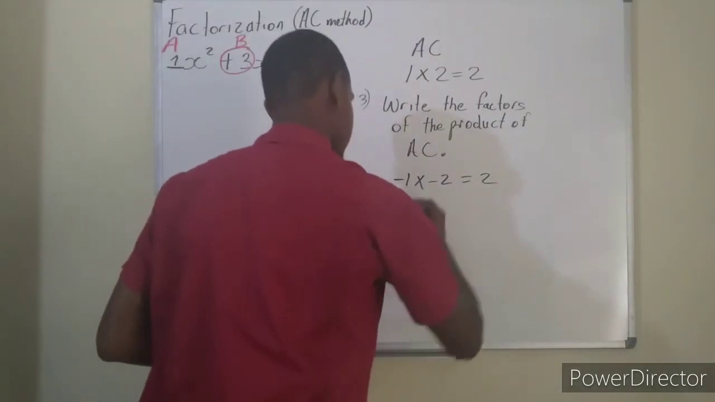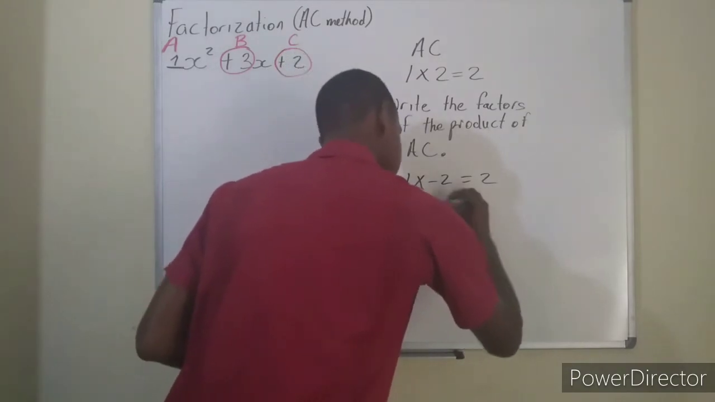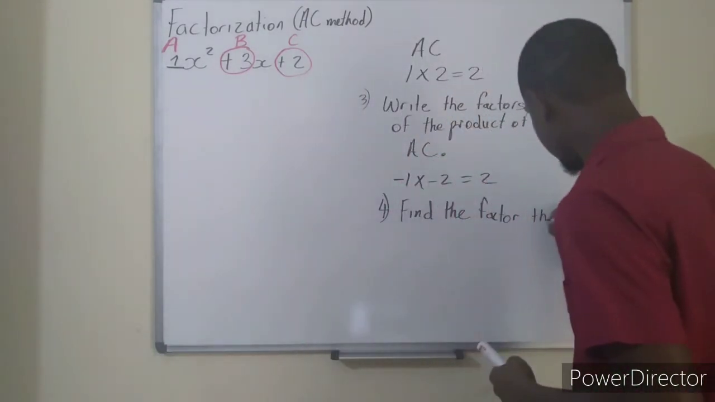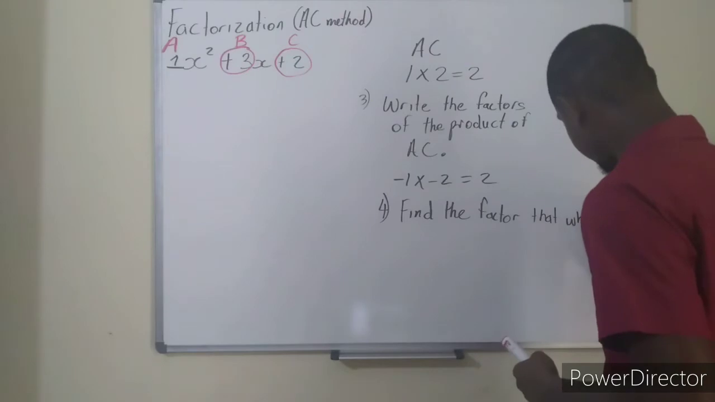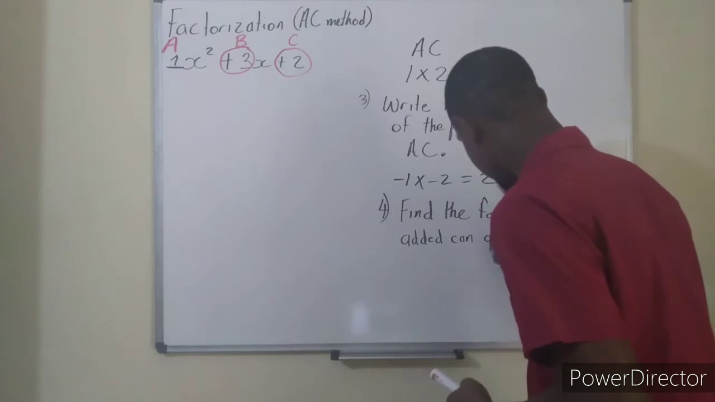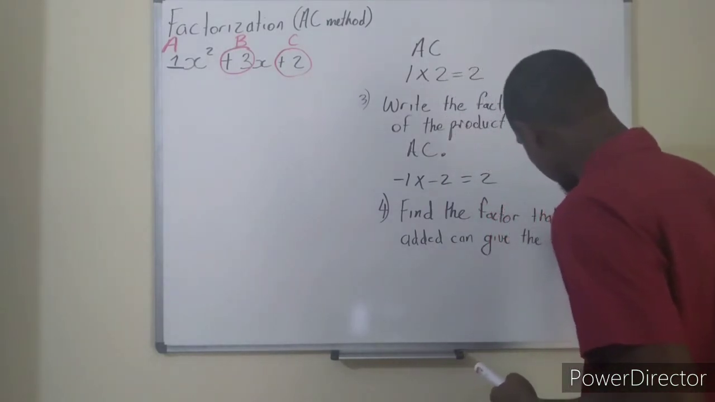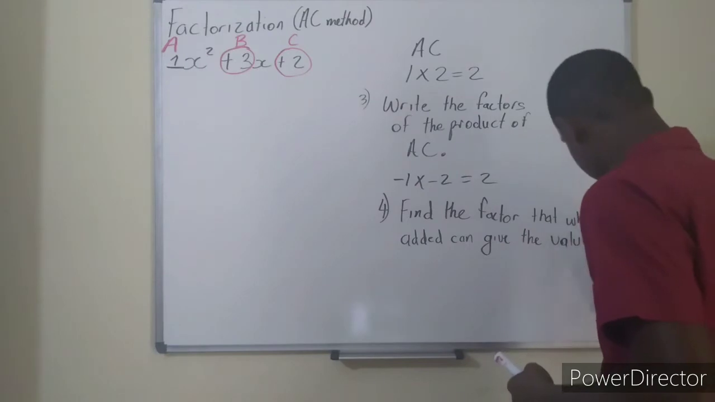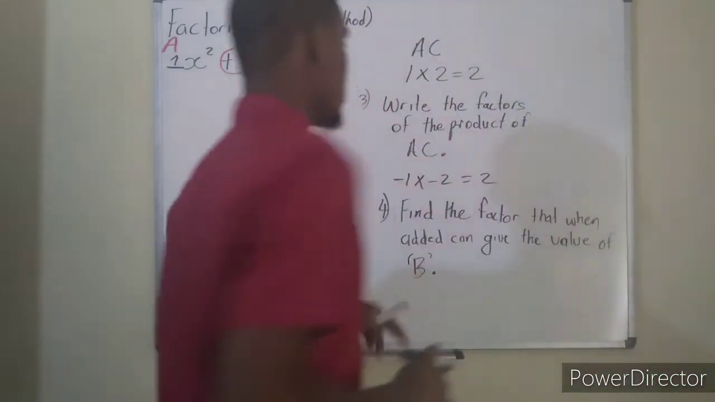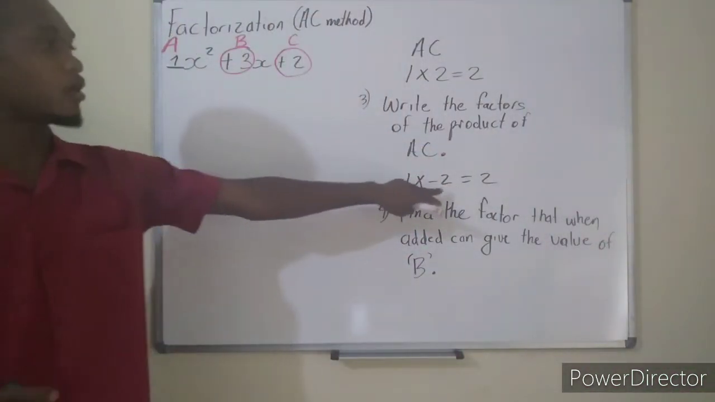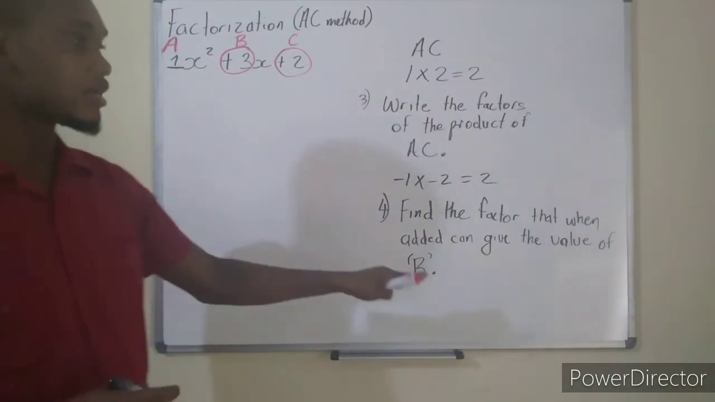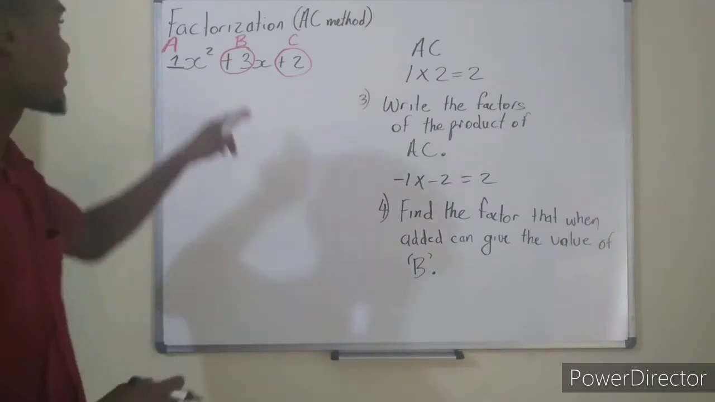And step 4 says, find the factors that when added can give the value of B. So you will look at your factors. So we have negative 1, negative 2, positive 1, positive 2. So those are the factors. So you look at the factors that when you add them together, you can get the value of B.